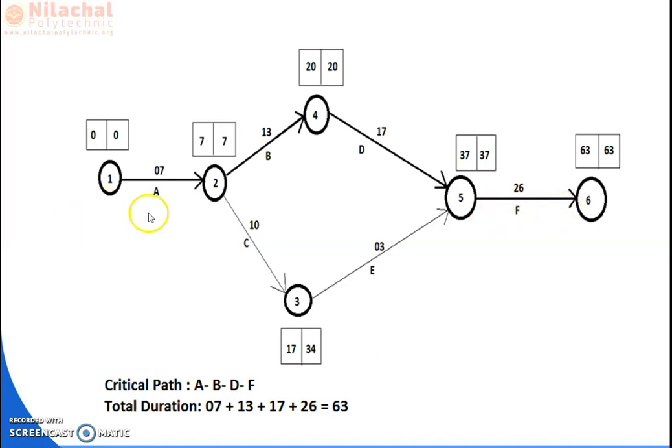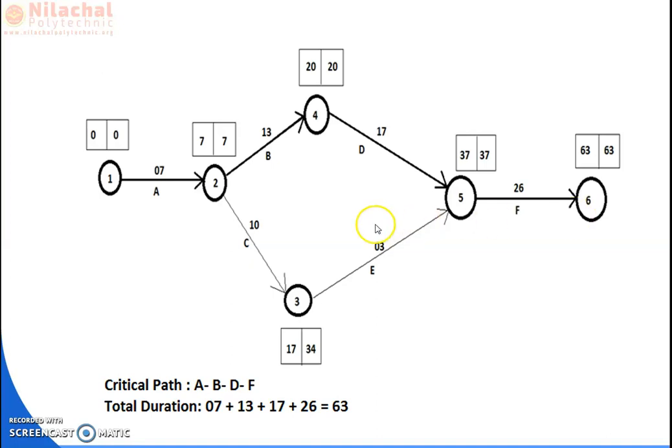From this network diagram, the first term is the event. The event is represented as a circle within which the event name is placed. There are 6 events, and the 6 events are denoted by circles within which the event names are placed.